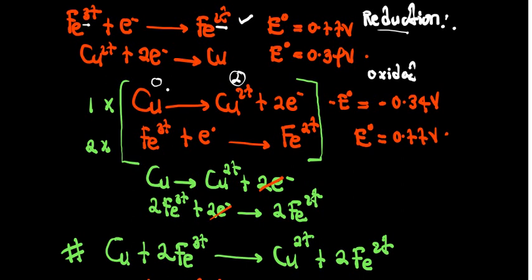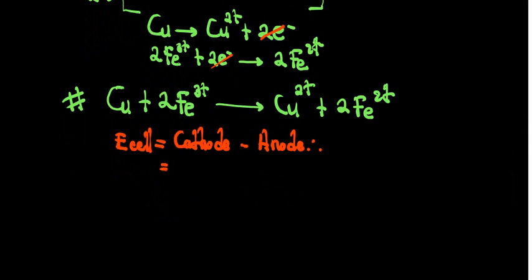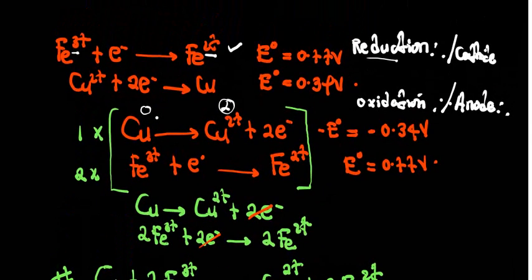So you now know which half reaction is happening at the cathode, and which half reaction is happening at the anode. Reduction here, that's the cathode, and oxidation, that's the anode. So when we get back to our formula here, at the cathode, what value do we have? 0.77 volts.